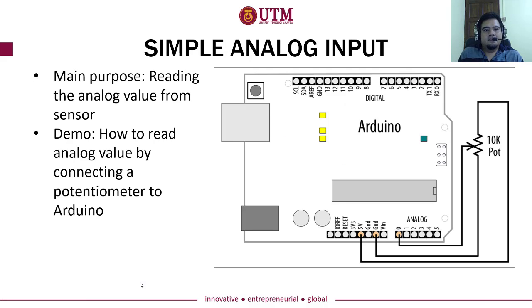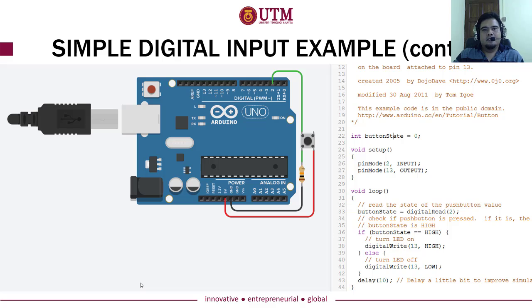Okay, the main purpose is of course reading the analog value. It's not similar to digital input like we have discussed previously, using the switch or the press button. It only provides either 5 volt or 0 volt to port 2, which is why port 2 becomes a digital input. It can only read either 0 or 1, or 0 or 5 volt.